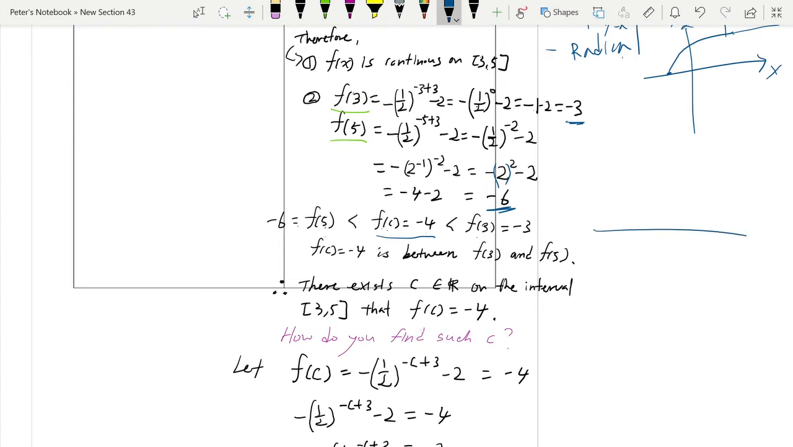Graphically speaking, this is going to look something like this. Let's see. 3 and 5 are 1, 2, 3, 4, 5. And then you have 1, 2, 3, 4, 5, 6, right? So we're saying if it's f of 3, we get negative 3, and f of 5 is negative 6, like here. And our f of c equals negative 4 will be right here, right?